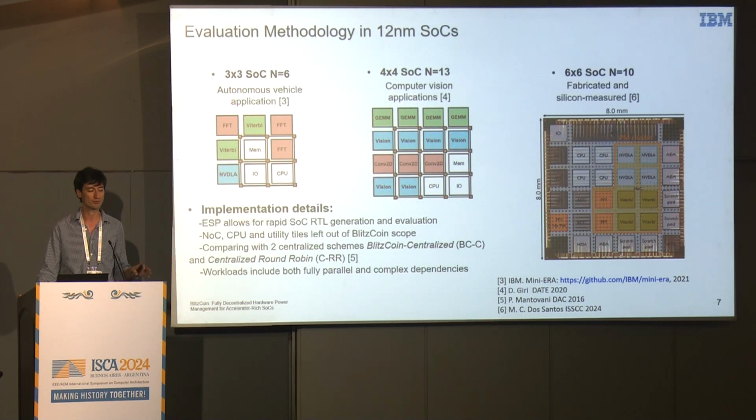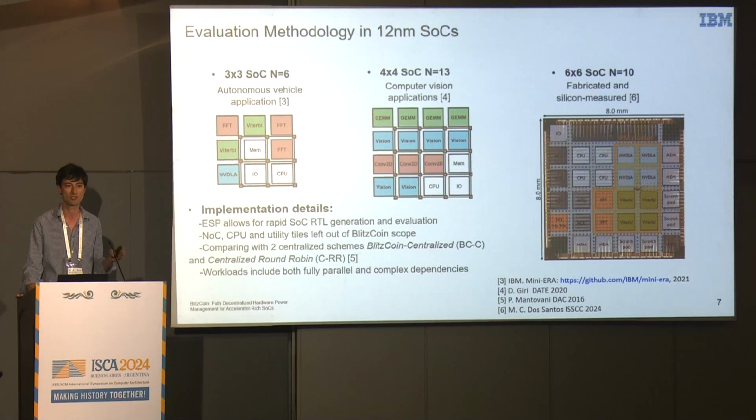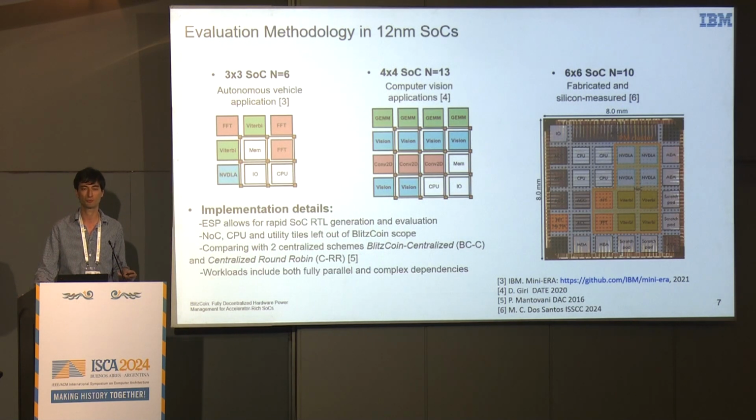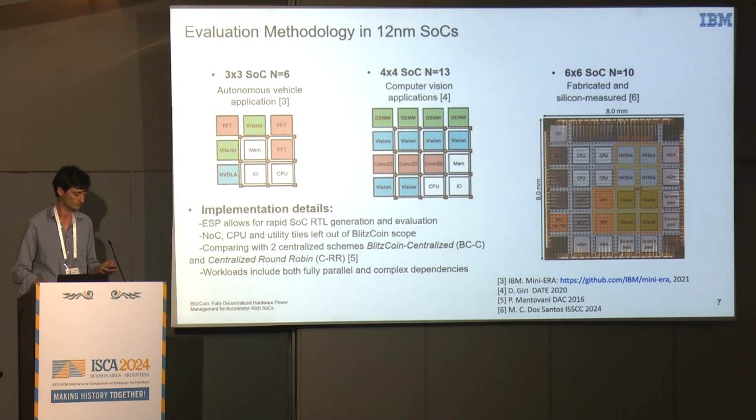As you see here, we've kept the focus of BlitzCoin on the accelerator tiles that represent most of the power consumption. We're comparing our scheme BlitzCoin with a centralized implementation of it, BCC, which runs on the CPU tile, and a centralized round-robin scheme, CRR, derived from a previous work. As you'll see next, we're evaluating BlitzCoin on both fully parallel workloads as well as more complex dependent ones.